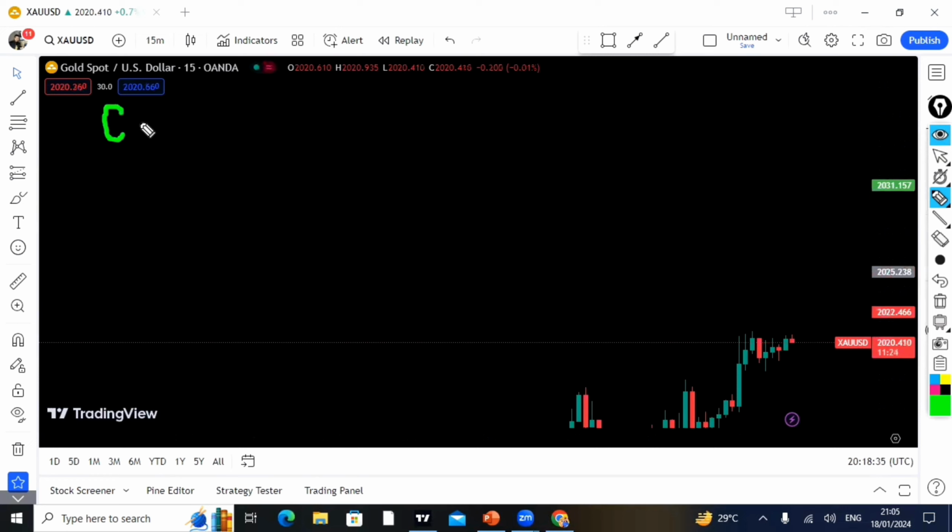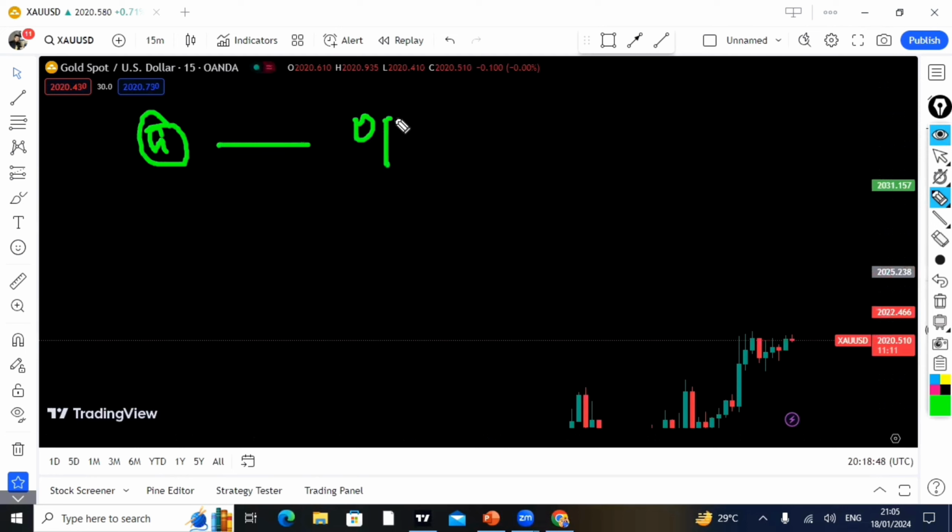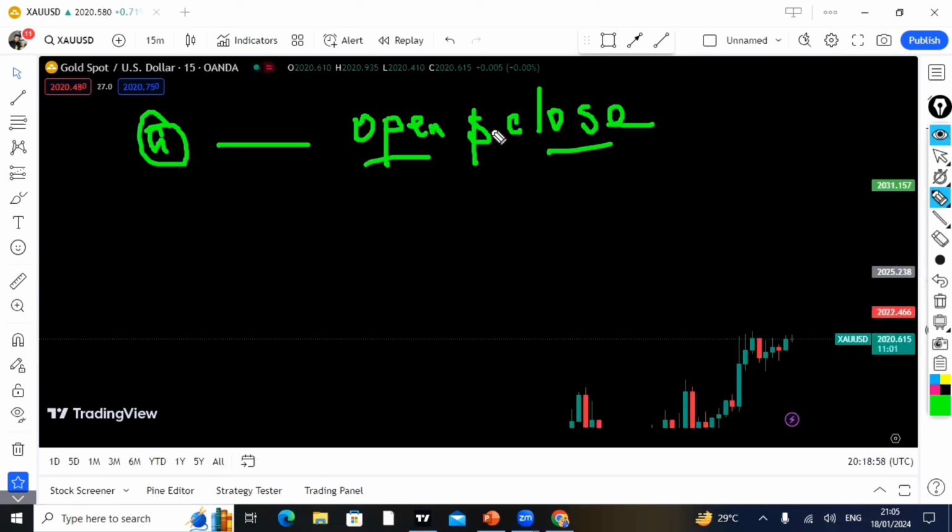Now, talking about candlesticks, you'll be able to see the type of information we can get about candlesticks. Candlesticks will reveal to us the open price and also the close price of the markets at a particular session or at a particular time frame. You won't be able to get this information from line charts. You won't be able to get this information from area charts.